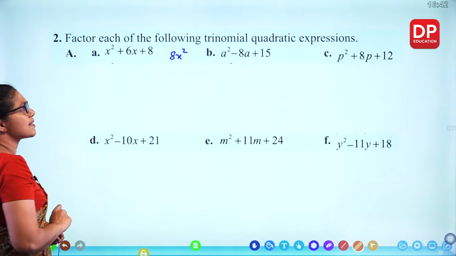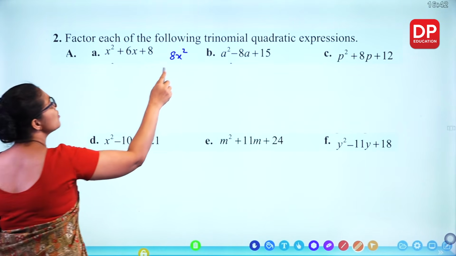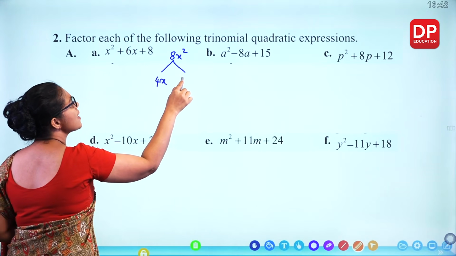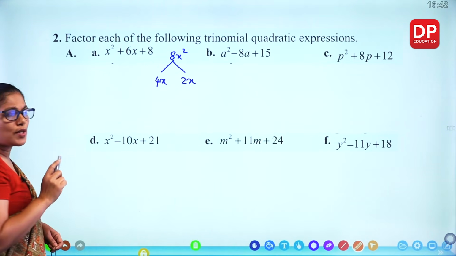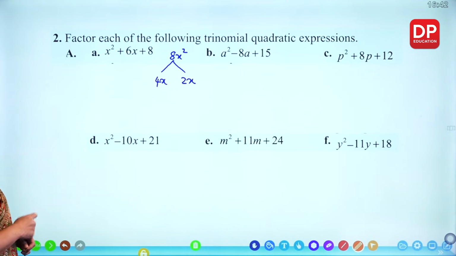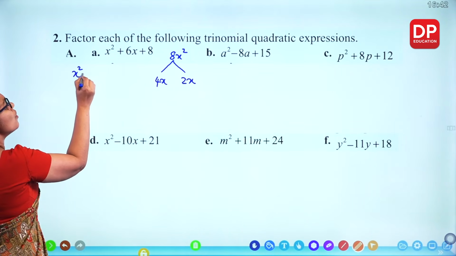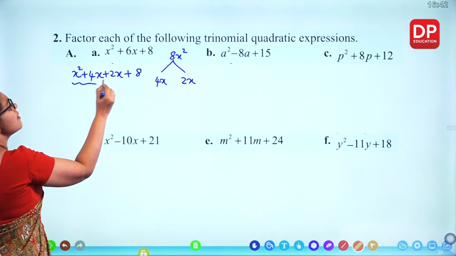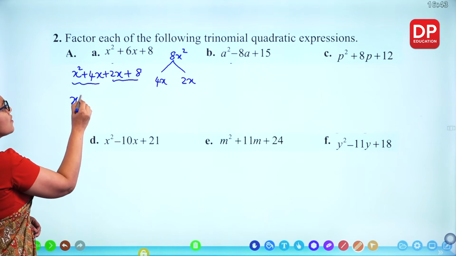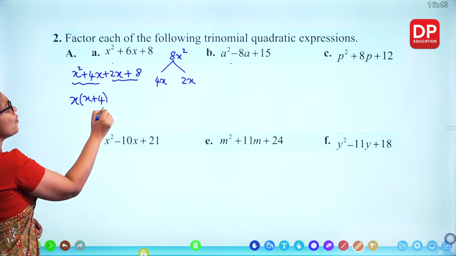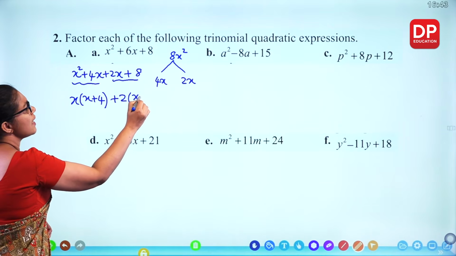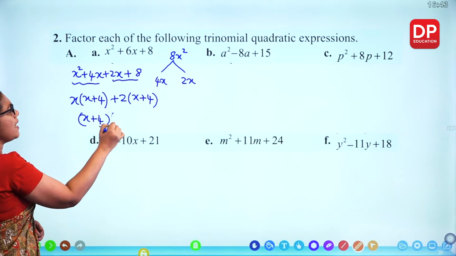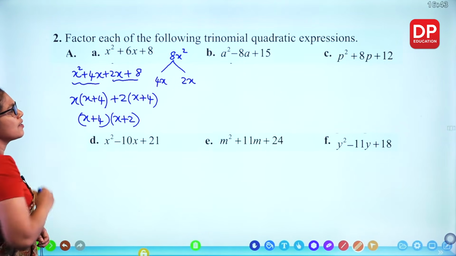So here plus 6. What are the factors of 8x squared to get plus 6? So here straight away you can write 4x and 2x, because when you add 4x and 2x you get 6x. So we split into two terms, 4x and 2x, and then take 2 at a time and factorize. So here we see x plus 4 there. When you take 2 out, again x plus 4. X plus 4 is common. Take it out and the remaining part is x plus 2.